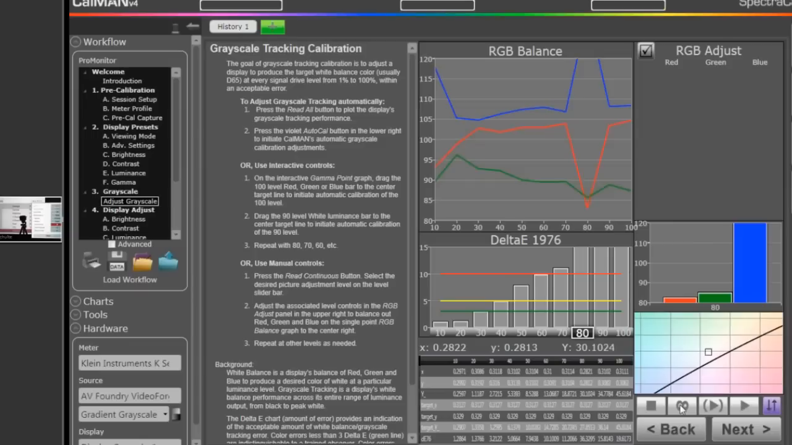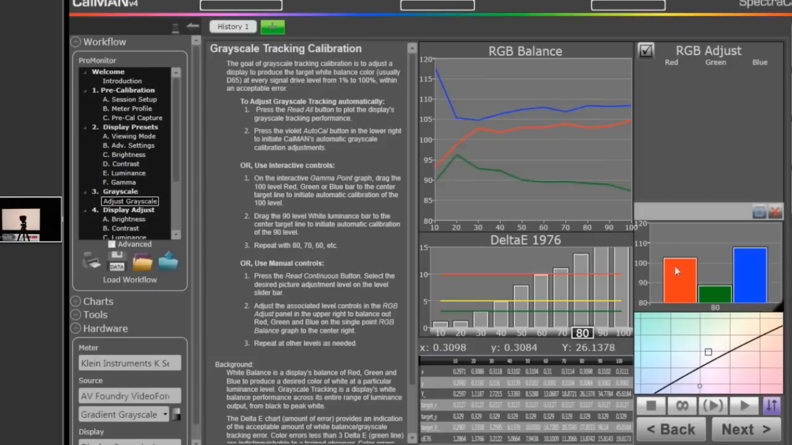So as soon as I select the red contrast adjustment and drop the menu out of the way, we see that both red and blue are high as compared to the green level in this single point RGB balance graph on the center right. And so I'm going to first adjust the red contrast control in order to bring the red level down to somewhat equal the green level.